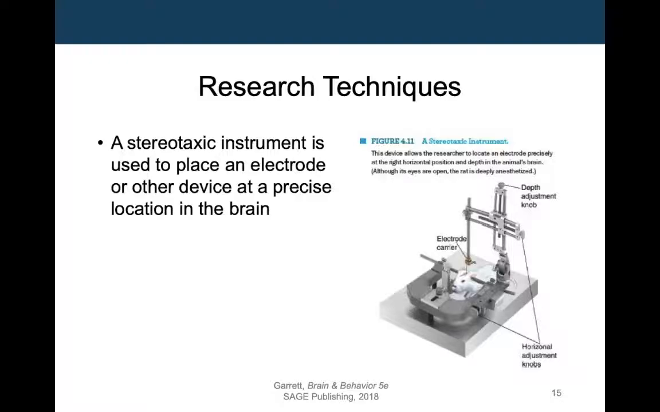And here is the actual stereotaxic instrument, which is used. As you see here, this is the rat. And of course, they're using anesthetic, so he's pretty much numbed. He doesn't feel any of this. And you can see where the hole is going to be drilled.